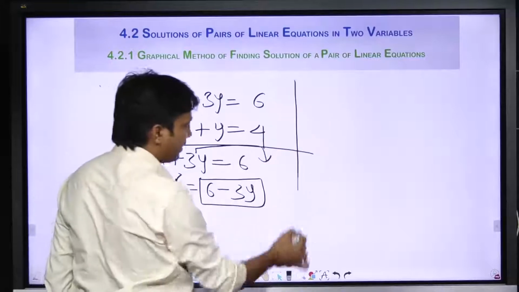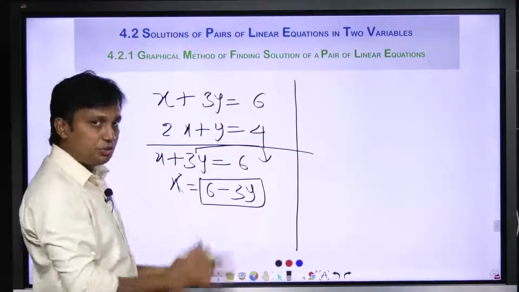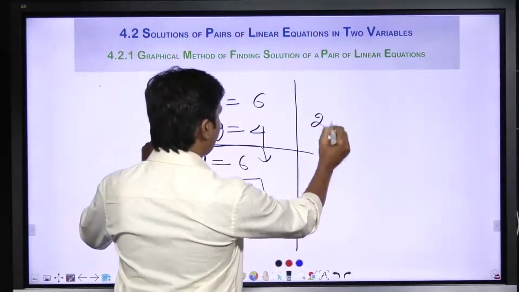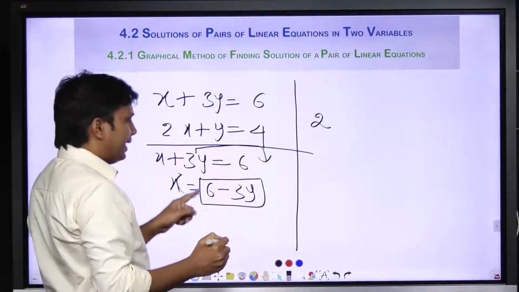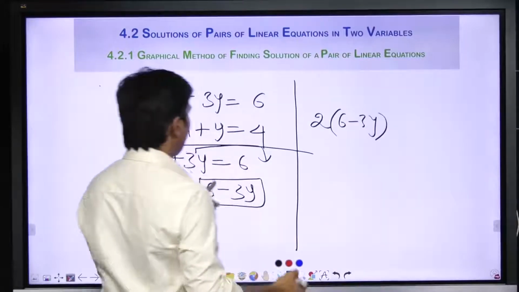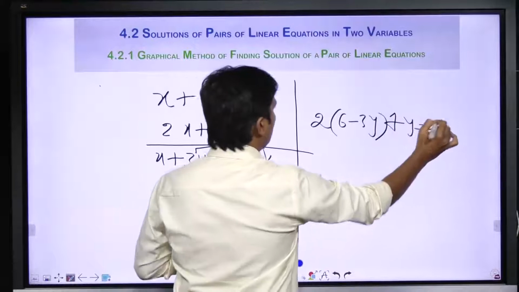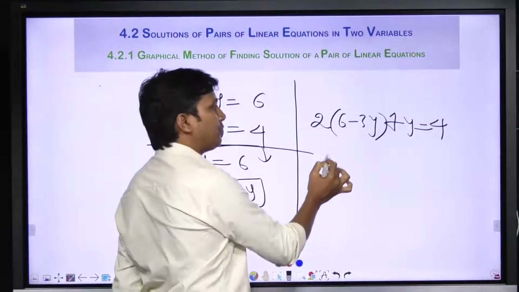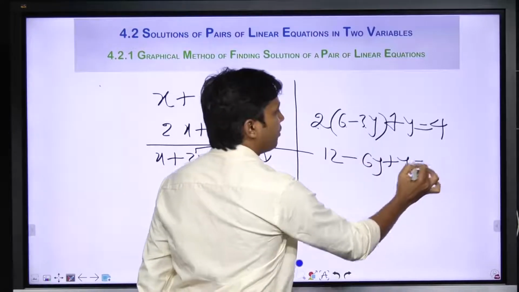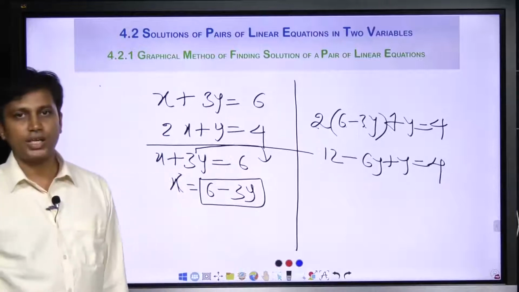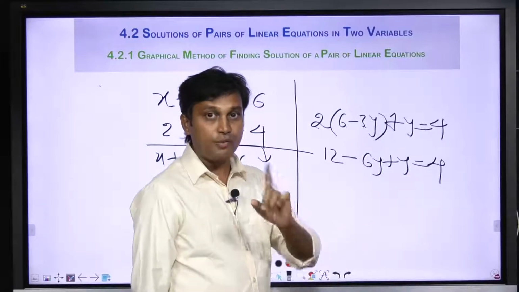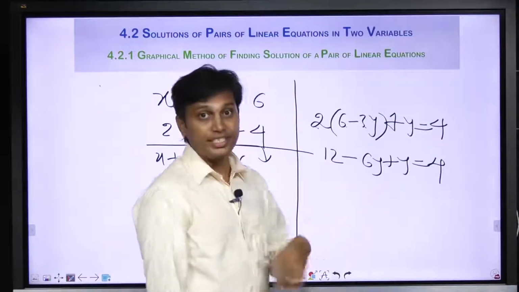Now do one thing. Substitute the value of x in the second equation. So see here, 2x, the value of x in terms of y, that would be 6 minus 3y, plus y equal to 4. Now solve it. 2 into 6 would be 12, minus 2 into 3 would be 6y, plus y equal to 4. Now what did you observe here? The entire equation is converted into a one variable equation. Understood? Now it is easy for you to solve.